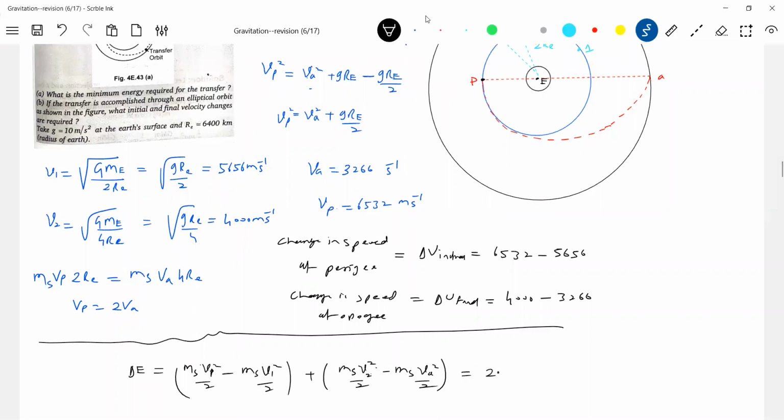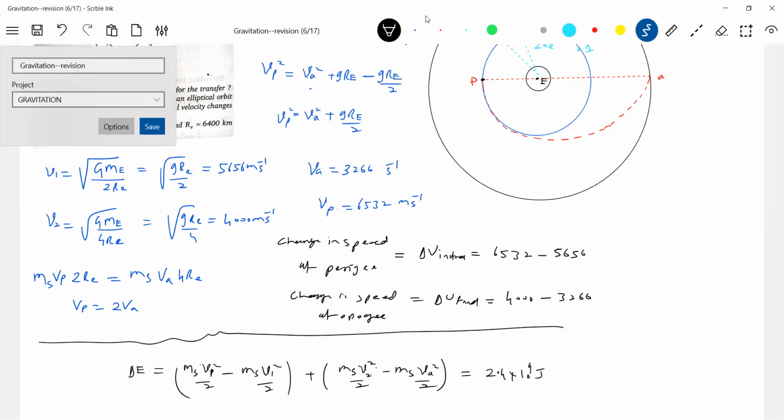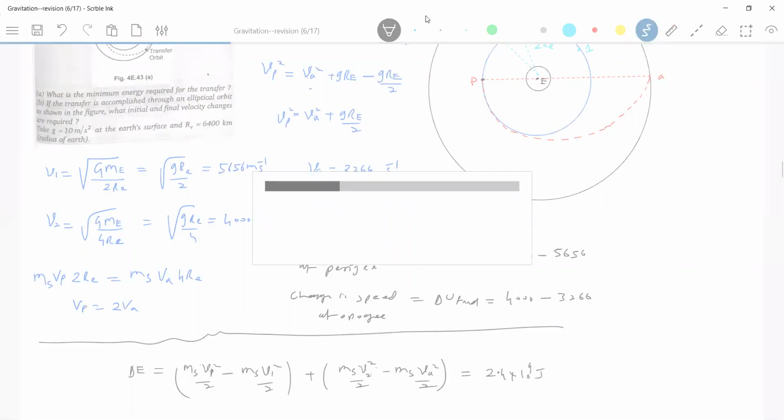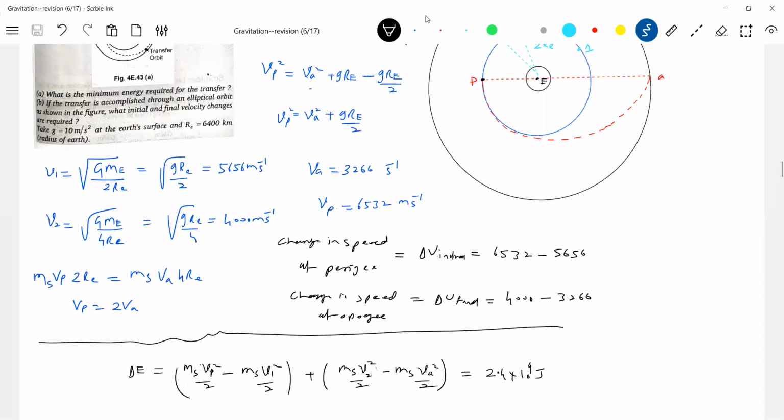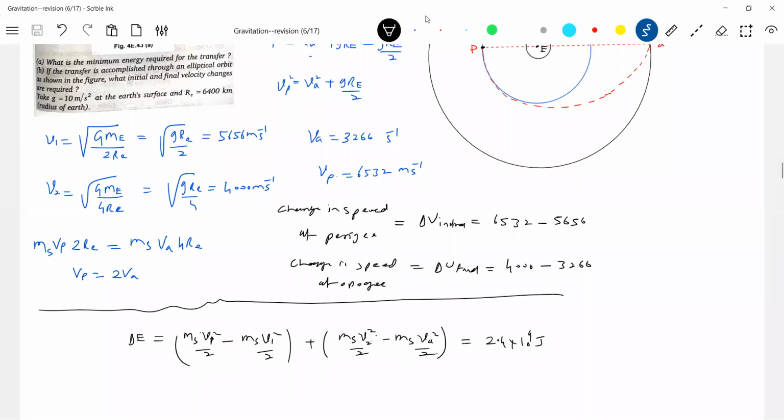Answer, I'm getting 2 point. You check later on. This much energy should be supplied, both at perigee and apogee; energy must be supplied. So shall we put a comment like energy supplied to satellite at perigee?